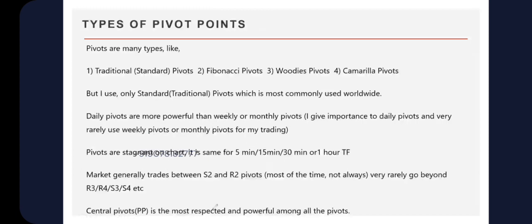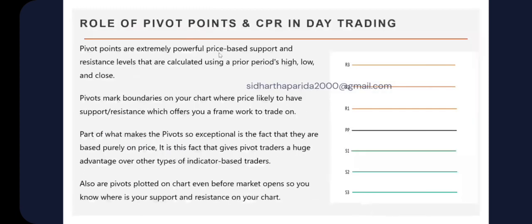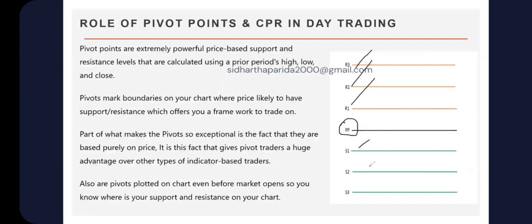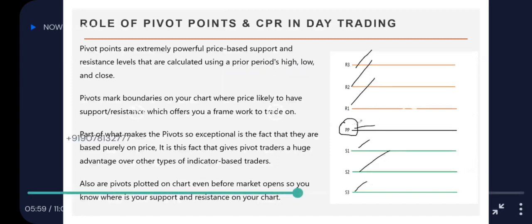The central pivot is the most respected and powerful among all the pivots. What is the central pivot? The central pivot is this PP. That is called the central pivot, which is the most important among all the pivots. These are all pivots only: R1, R2, R3, S1, S2, S3. All are pivots only, but the most important is the central one.